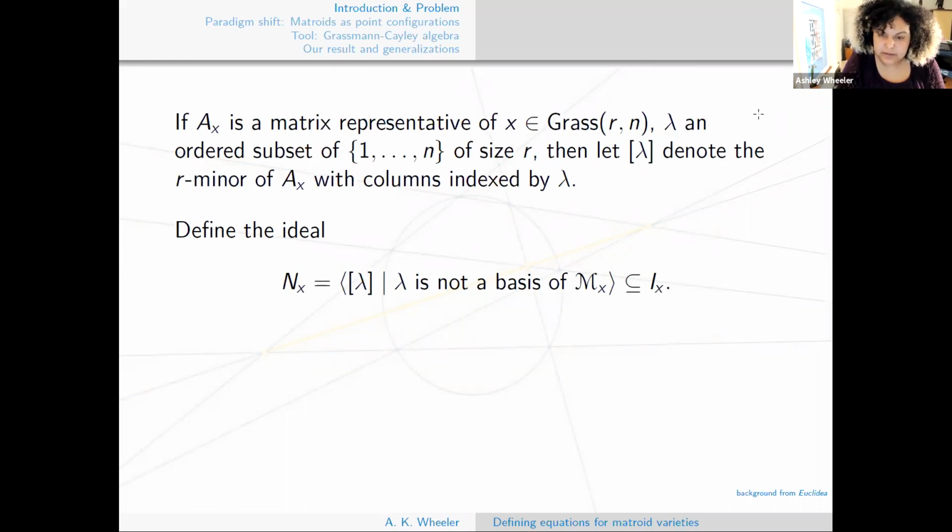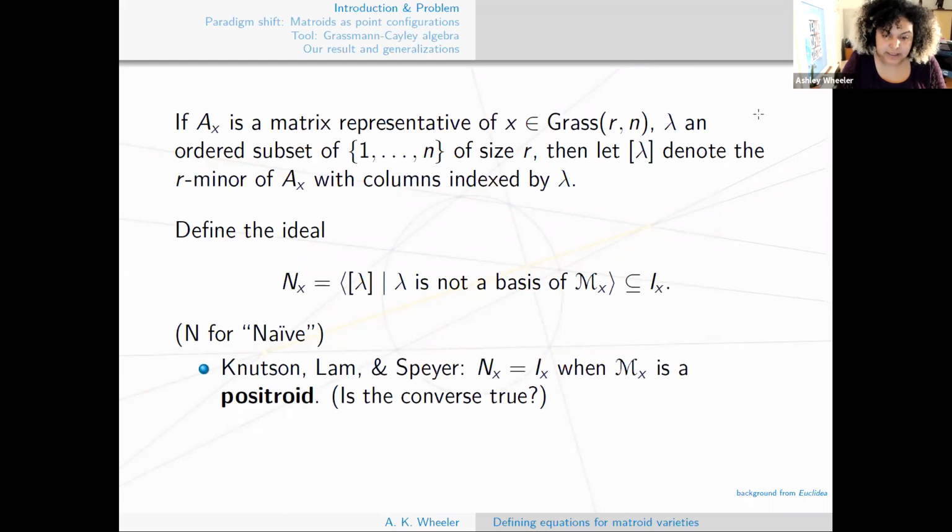This ideal is contained in the defining ideal for the matroid variety. And we use the letter N for naive ideal, because this is kind of the ideal that we want to be the defining ideal for the matroid variety. The problem is that saying that certain determinants vanish does not guarantee that the other determinants don't vanish. And so it's not clear whether or not this naive ideal actually equals the defining ideal for the matroid variety.